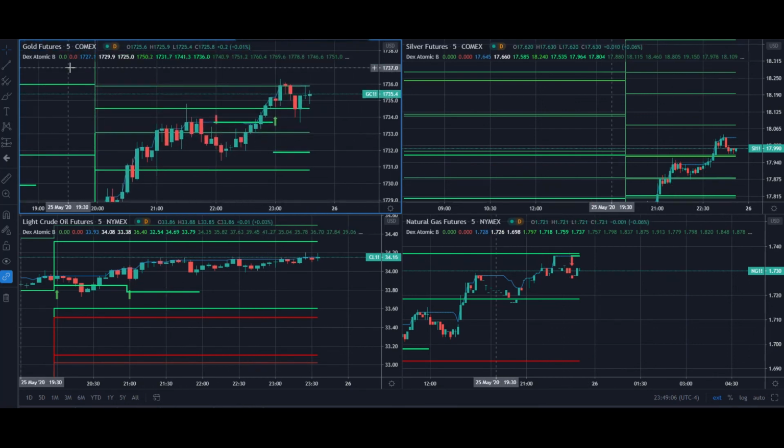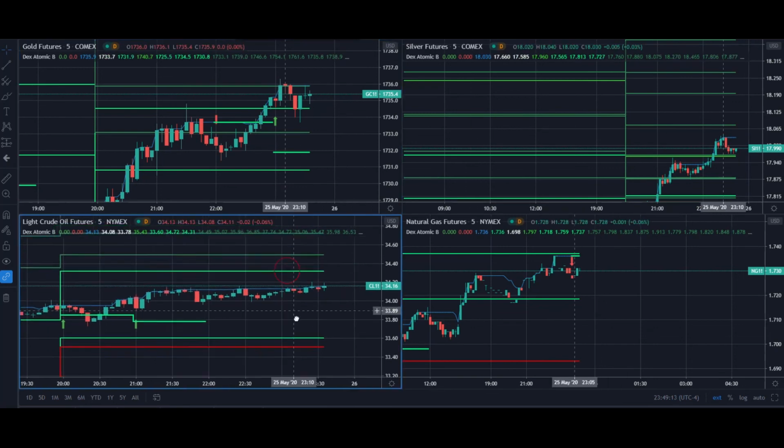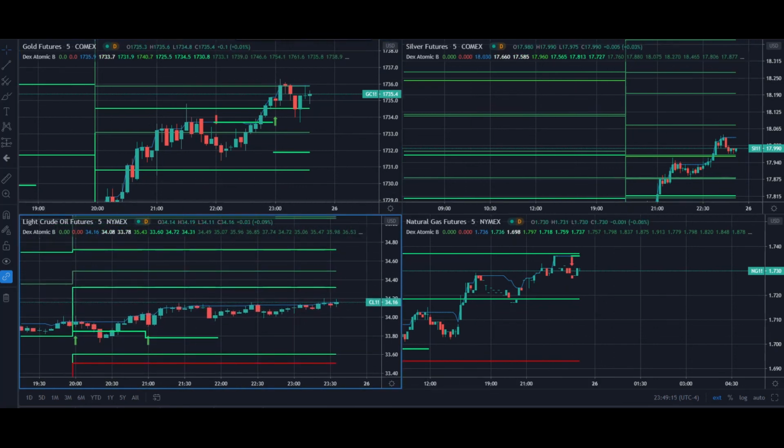Now we have two versions of the Dex Atomic system, Dex Atomic and Dex Atomic B. Dex Atomic B is for commodities and indices, and Dex Atomic itself is for Forex. So you get them both with the system.